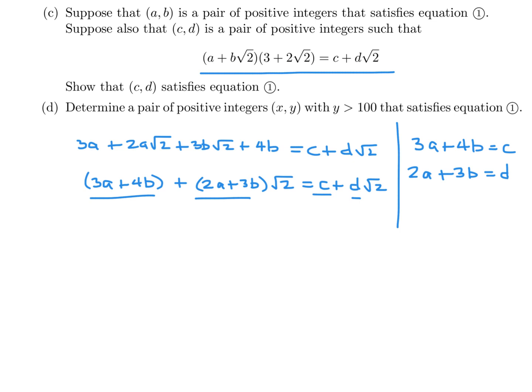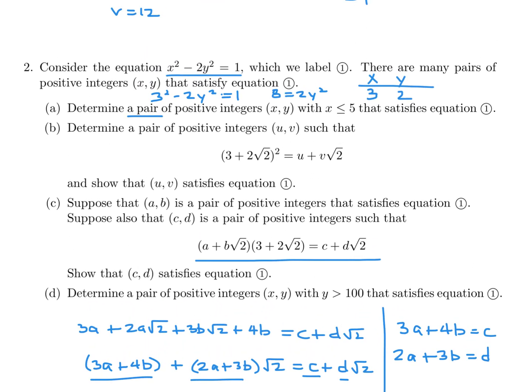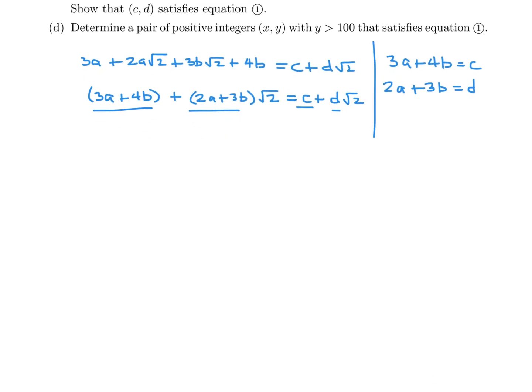Okay, I guess they just want us to now take those two values and show that it satisfies equation 1. Okay. So equation 1 was this guy right here, right? This x squared minus 2y squared is 1. Okay, so they want us to show that c and d satisfy that. So they want us to show that c squared minus 2d squared is 1. Okay, shouldn't be too bad.